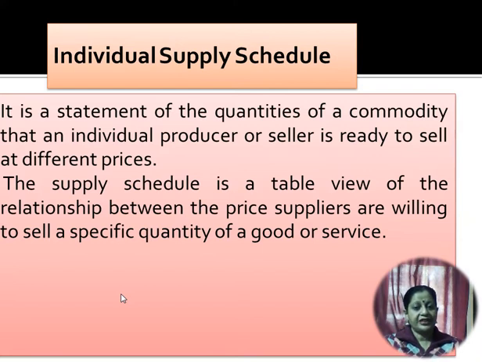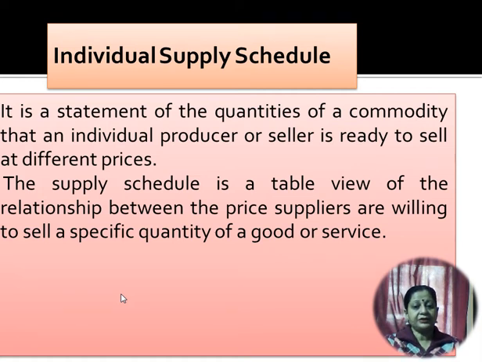So individual supply schedule is a statement of the quantities of a commodity that an individual producer or seller is ready to sell at different prices. Yes, the statement in which we write the different quantities of a commodity that producers are ready to sell in the market at different prices. So all this data, wherever we write it in table form, is called your individual supply schedule.